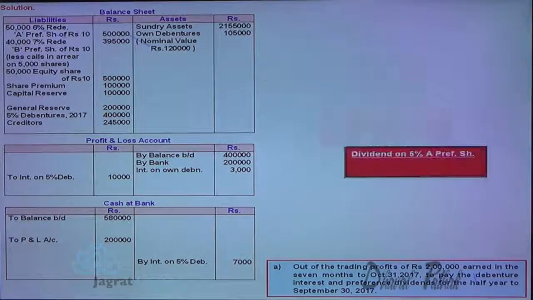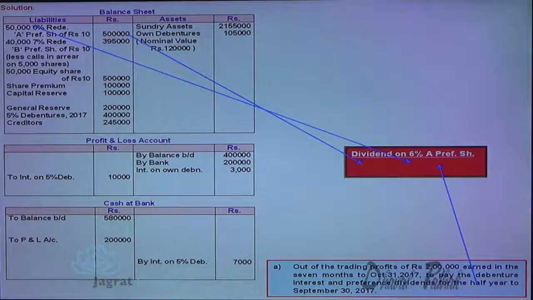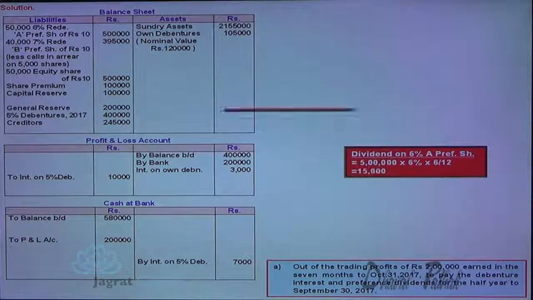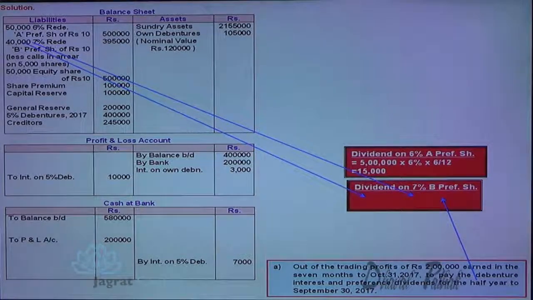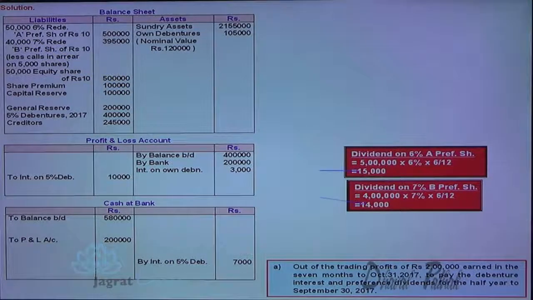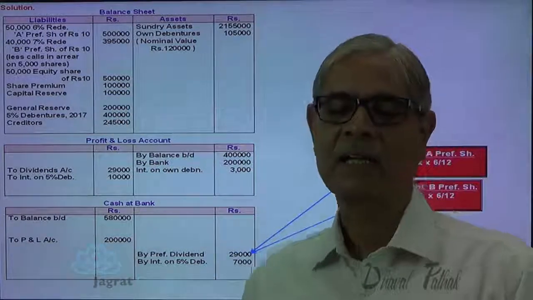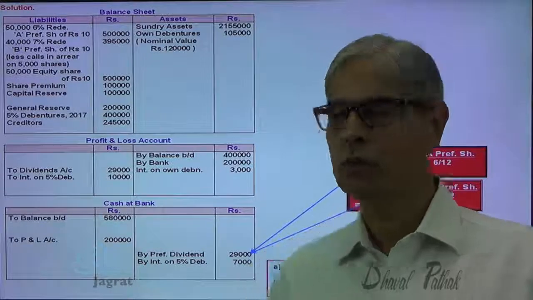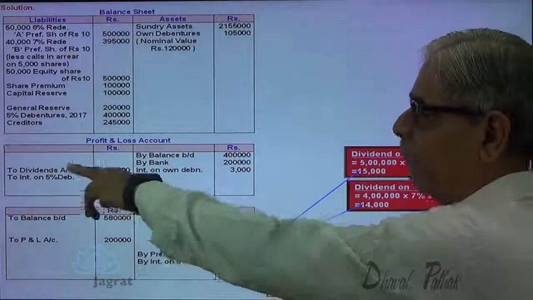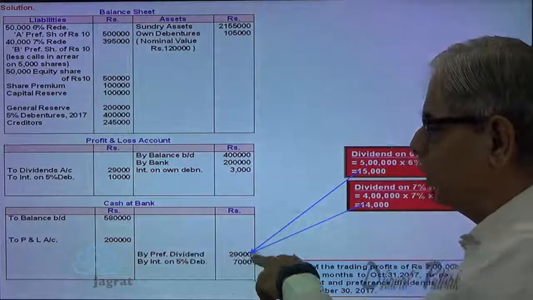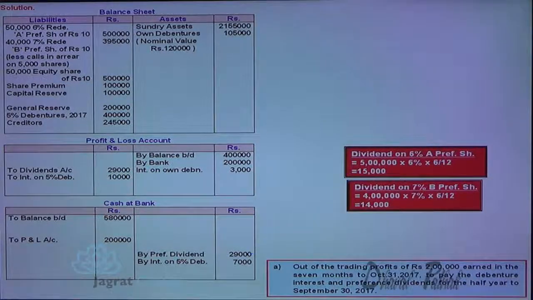Now I am required to pay preferential dividend. So on 5 lakhs, 6%, 6 months. On 4 lakhs, 7%, 6 months. So 29,000 total dividend is paid. So profit and loss account debit to bank account credit. In spite of the fact that the calls are in arrears, we have paid dividend on the total amount. So profit and loss account debit to dividend payable account debit to bank account credit. This is how 26,000 dividend is paid. This is how this first adjustment is being taken care of.